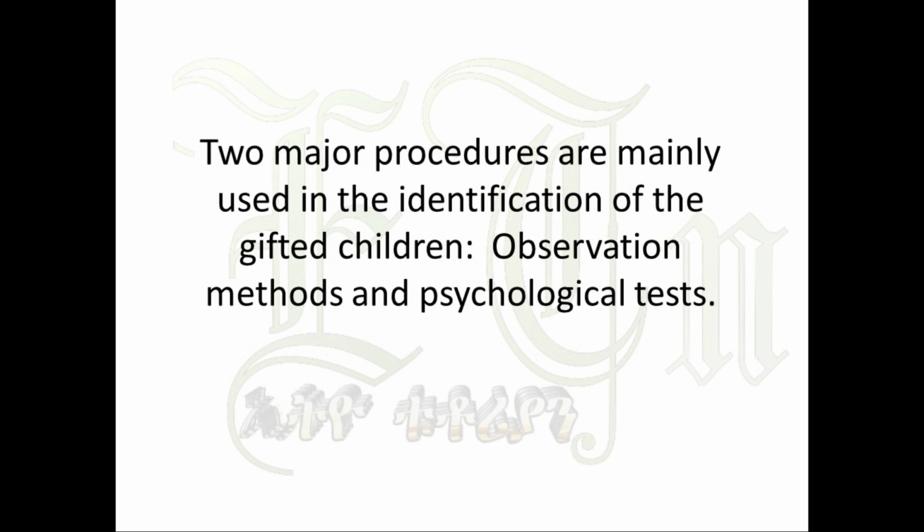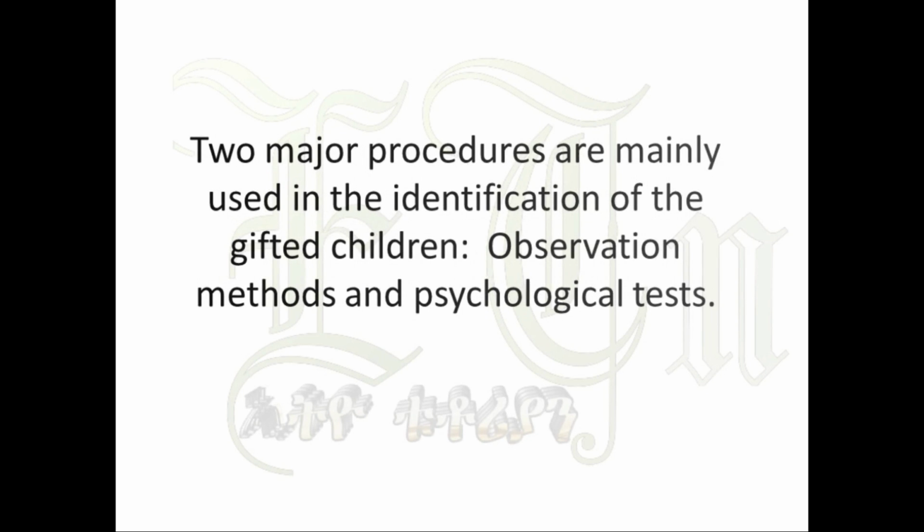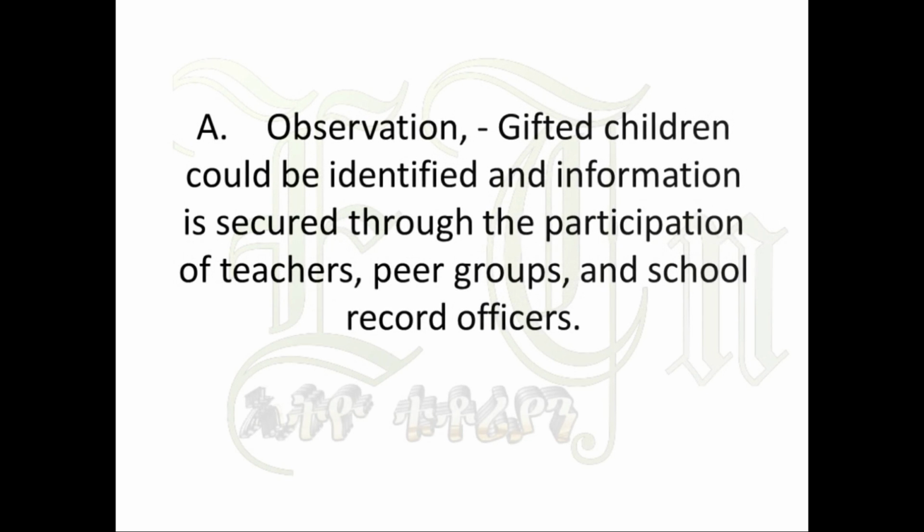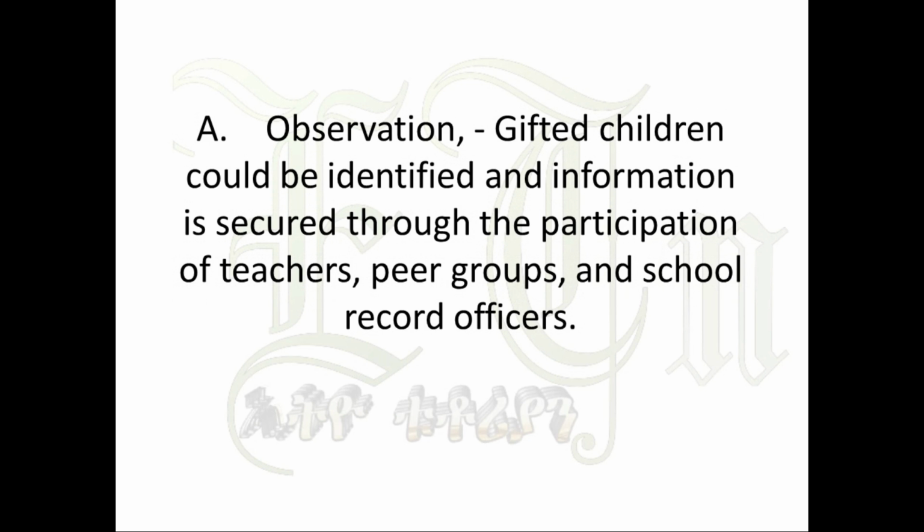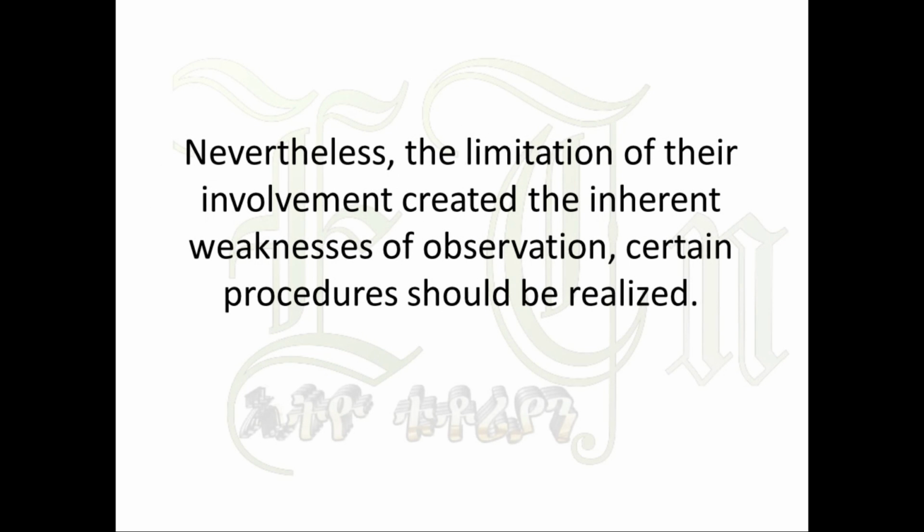Two major procedures are mainly used in the identification of gifted children: observation methods and psychological tests. A. Observation. Gifted children could be identified, and information is secured, through the participation of teachers, peer groups, and school record officers. Nevertheless, the limitation of their involvement creates inherent weaknesses of observation. Certain procedures should be realized.